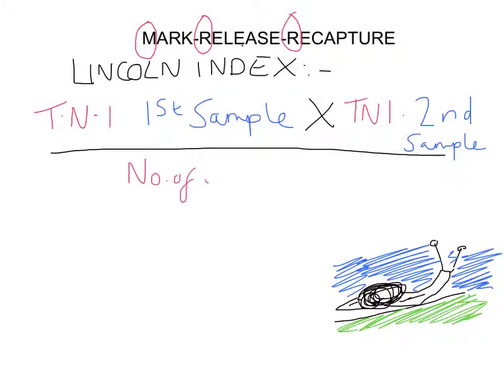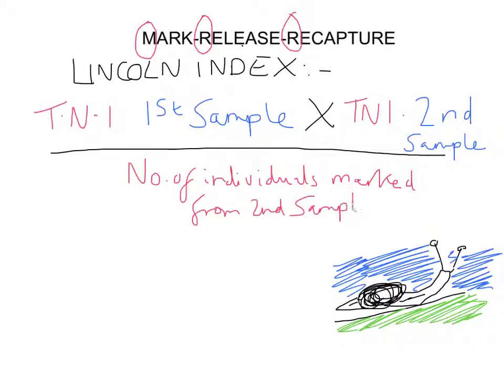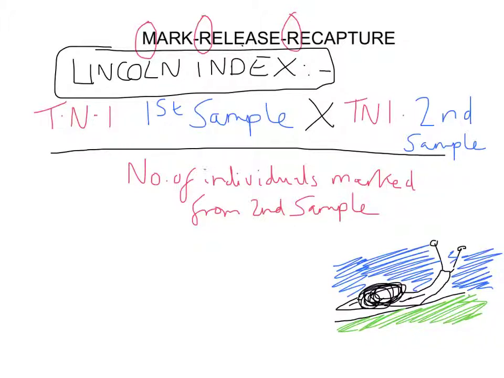So the number of individuals that are recaptured that are essentially marked. The number of individuals marked from the second sample. And that is what our Lincoln index is. So the total number in the first sample times the total number obtained in the second sample divided by the total number of individuals marked from that second sample.